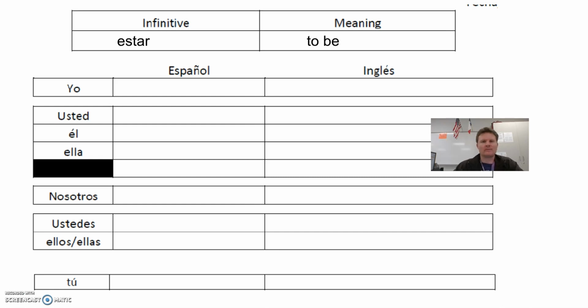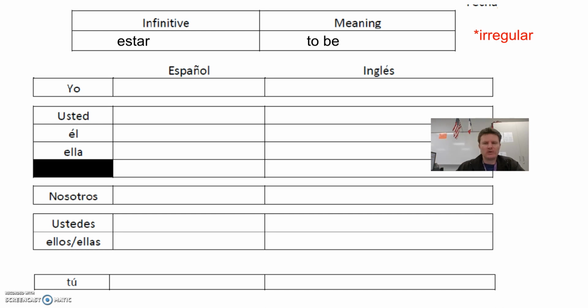And in the very near future, we'll be learning what the difference is between these two verbs, when you use one versus the other. Now, the verb estar is also irregular. Just like the verb ser was irregular, this one is irregular, meaning that we cannot use the conjugation chart for most of the conjugations.